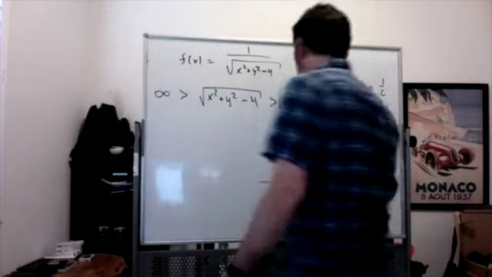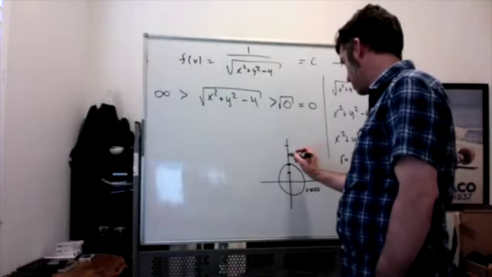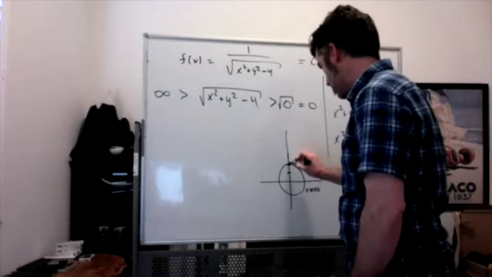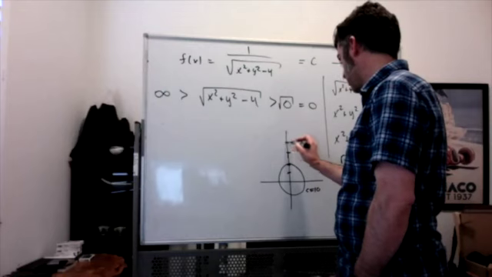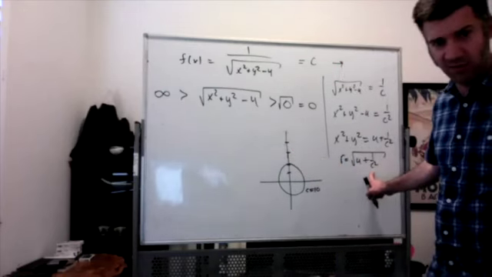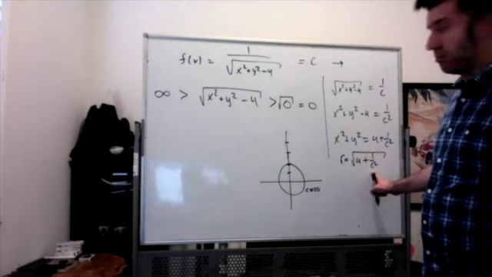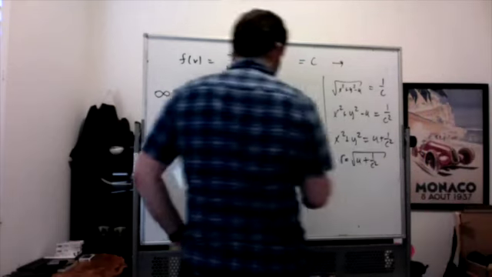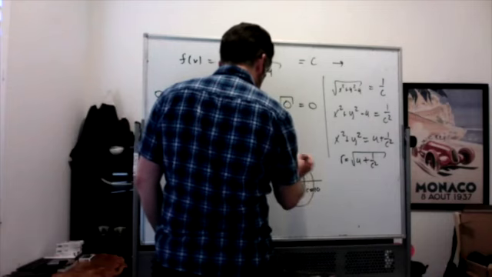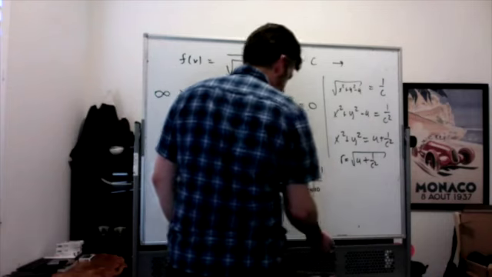Now let's say c is equal to 1. 1, 2, 3, 4. So if c is equal to 1, 4 plus 1 is 5, and the square root of 5 is, I don't know, 2 point something. So here, there's c equal to 1.